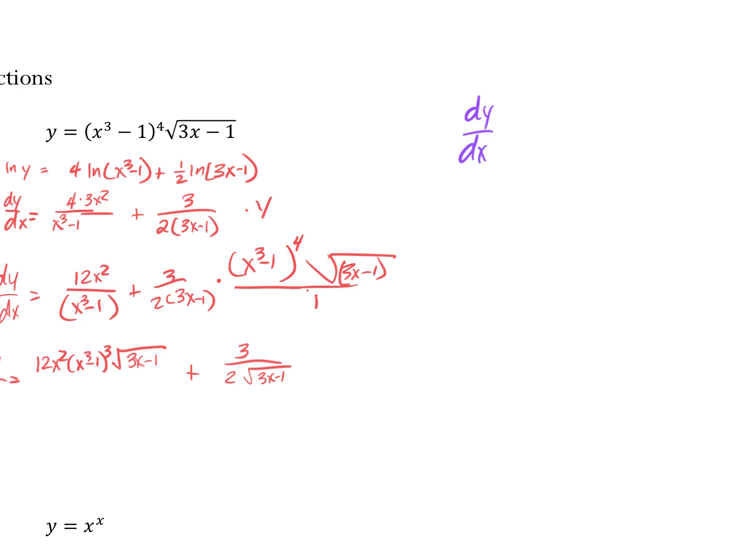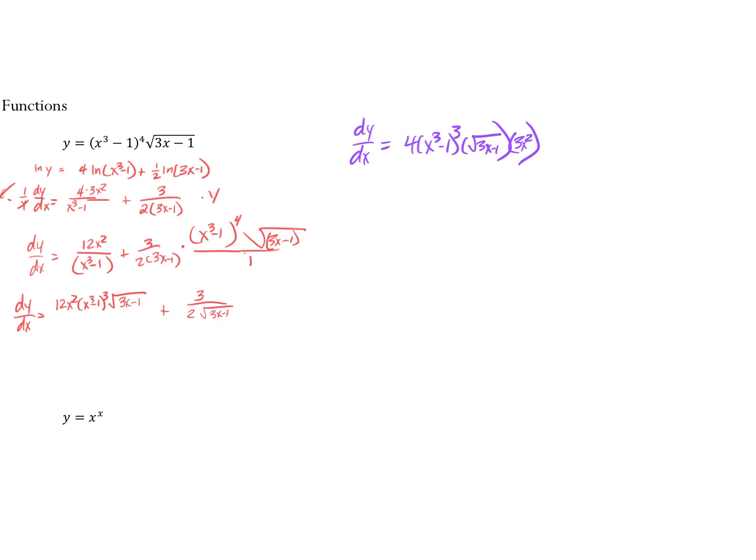dy/dx would equal 4(x cubed minus 1) to the third times the square root of 3x minus 1 times 3x squared. Yeah? Plus (x cubed minus 1) to the 4th. Don't you need to multiply by this second? Isn't it f prime g plus g prime f, so it's not just increase? No, it's just writing plus g prime f instead of f prime g.